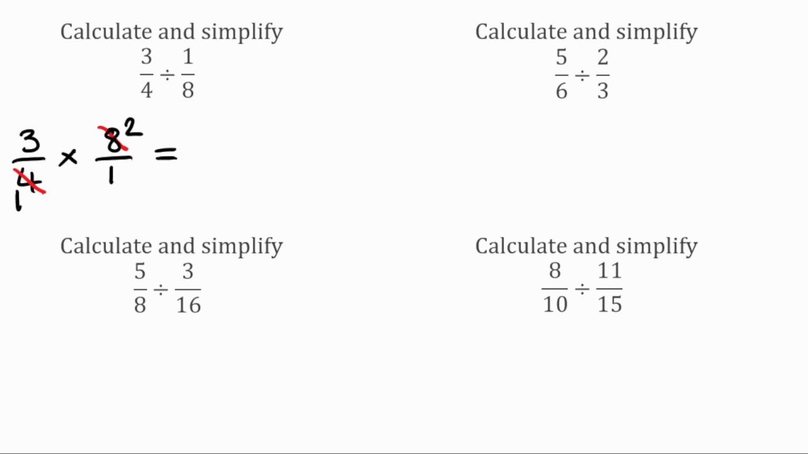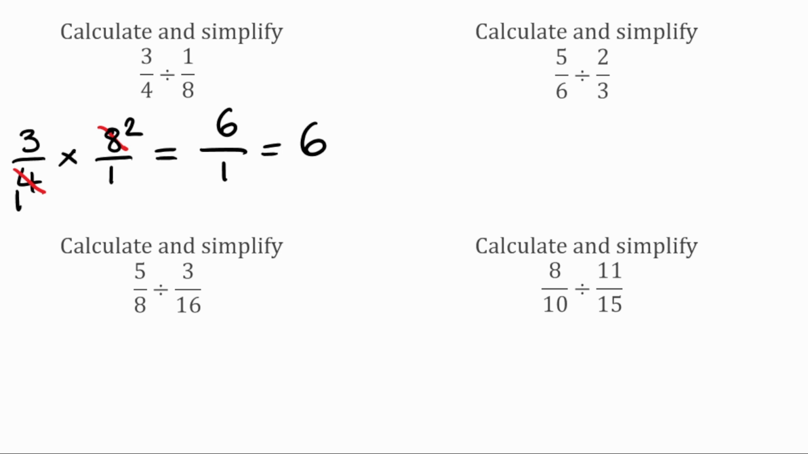So now what we're going to do is multiply these numbers through. So I've now got 3 multiplied by 2, which is 6. And then on the bottom, I've got 1 multiplied by 1, which is 1. So we've got 6 over 1, which we can just simplify to 6. So that would be our answer for that one.